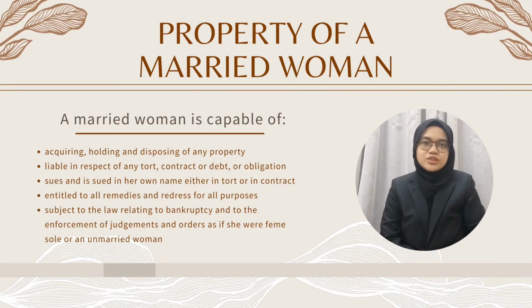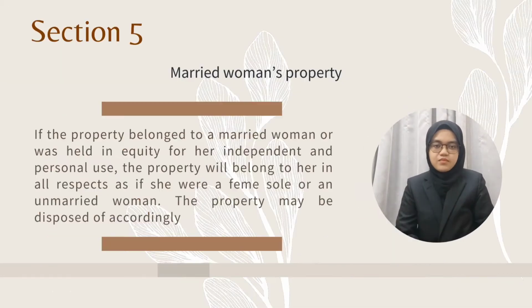Now let's move on to the property of married women. A married woman is capable of acquiring, holding, and disposing of any property, liable in respect of any tort, contract, or debt or obligation, sues and is sued in her own name, either in tort or in contract, entitled to all remedies and redress for all purposes, subject to the law relating to bankruptcy and to the enforcement of judgment and orders as if she were a female or an unmarried woman. So let's look at Section 5 of the Married Women Act.